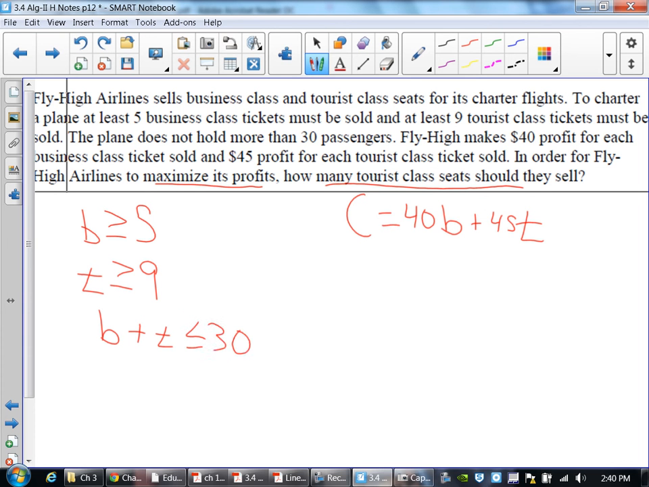Very good. And that's all there was, isn't it? Can you have negative seats? No. First quadrant problem.